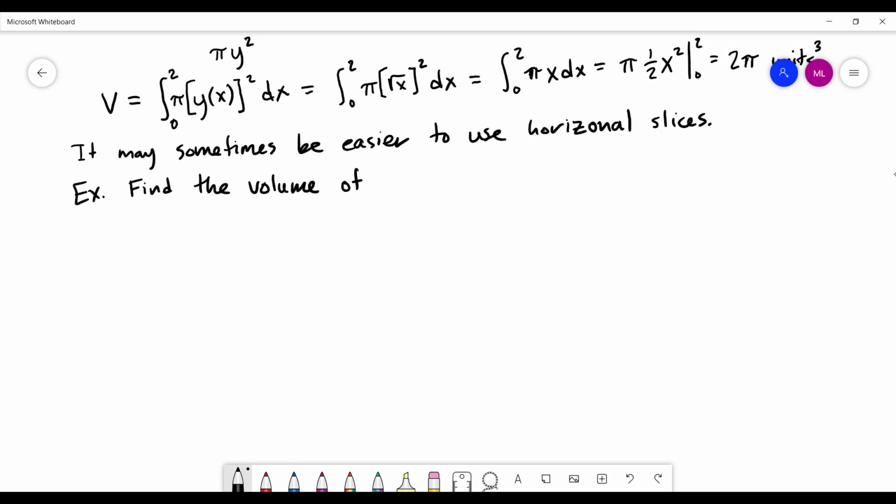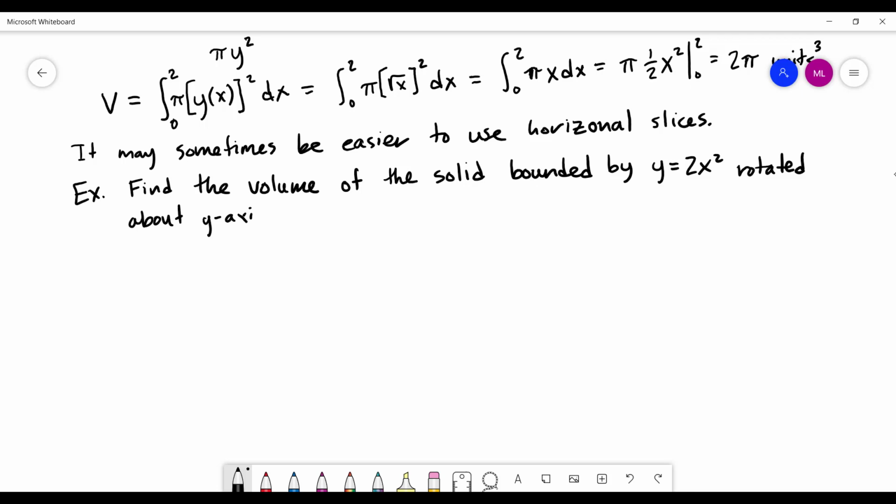of the solid bounded by, let's say, y equals 2x squared. And we're going to rotate that around the y-axis. So 2x squared rotated about the y-axis from maybe y equals 0 to y equals 2 in this case.